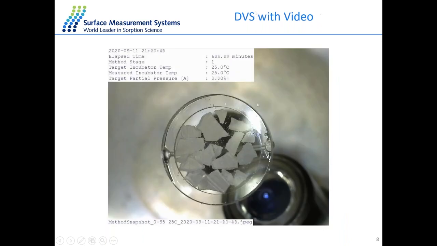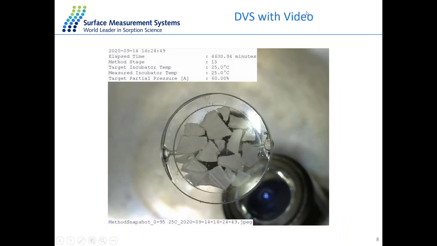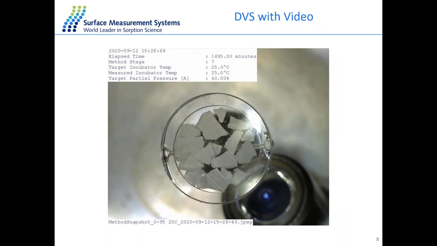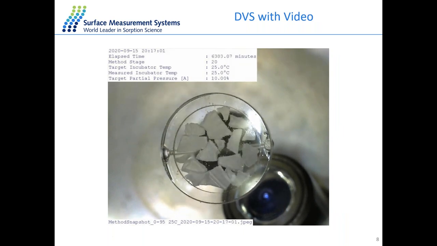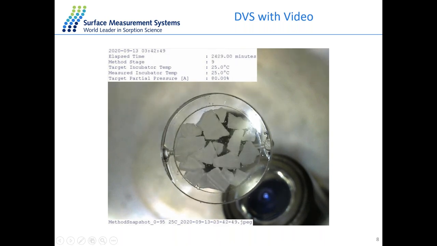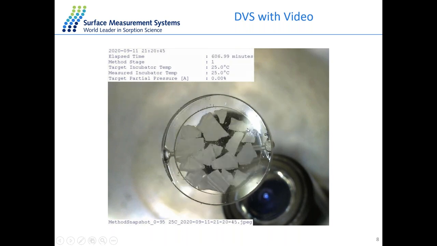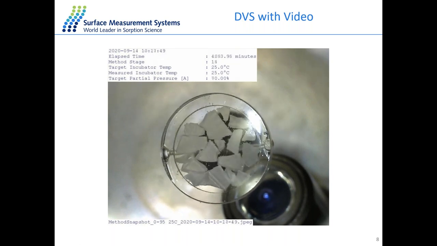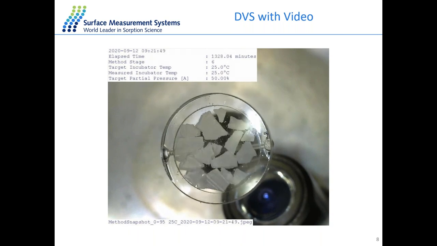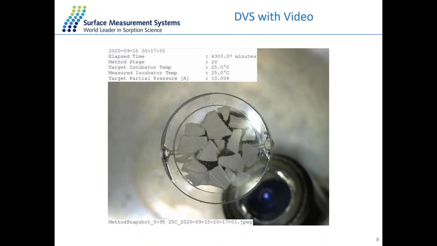That means with DVS plus a video camera, we can take the sample images while we're running the DVS experiment. So for example, here with the cellulose particulate sample at different humidity stages as shown in the legend here, 25 degrees, we can see clearly the swelling behavior of the sample as well as the shrinking behavior during the desorption step. So the video function is a really useful tool to see any change in the nature or change in the color of the sample along with changing humidity.